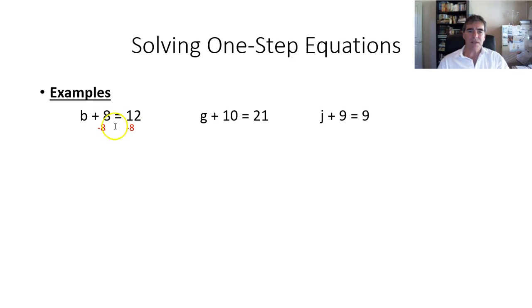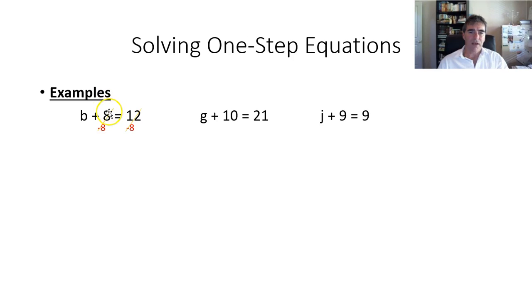We had a look at these examples in a previous video. So b plus 8 equals 12, g plus 10 equals 21, and j plus 9 equals 9. Well, we worked out before that if we subtract 8 from both sides, then that will still balance. But how did I know to subtract 8? Well, I've got a plus 8 here, and I'm trying to get the b by itself. So if I take 8 away from this side, for it to still balance, I've got to take 8 away from this side as well.